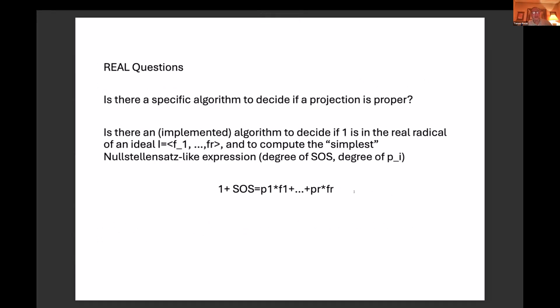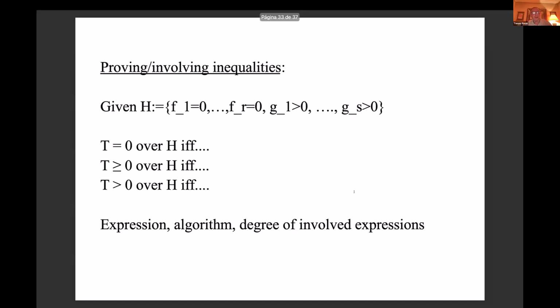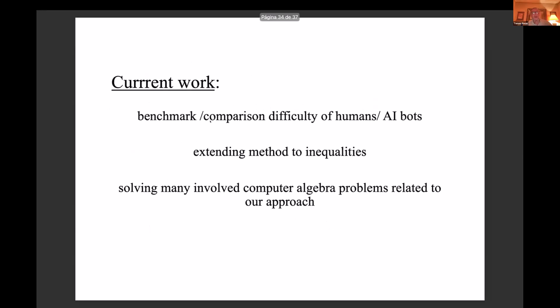Or for instance, if I have not only a figure with equations, but a figure with inequalities, I would like to express my thesis equal to 0 over the hypothesis if and only if, and here we have what we call the positive Stellensatz, but it is not clear. I have never seen that implemented in a program like Maple. So we are wondering about this future work, and this is what we're trying to do.